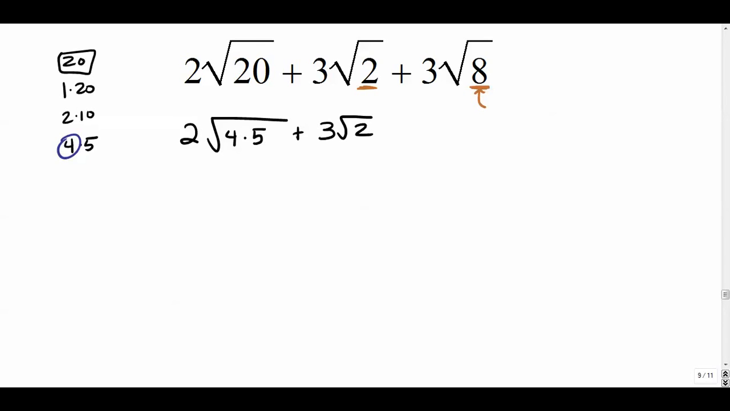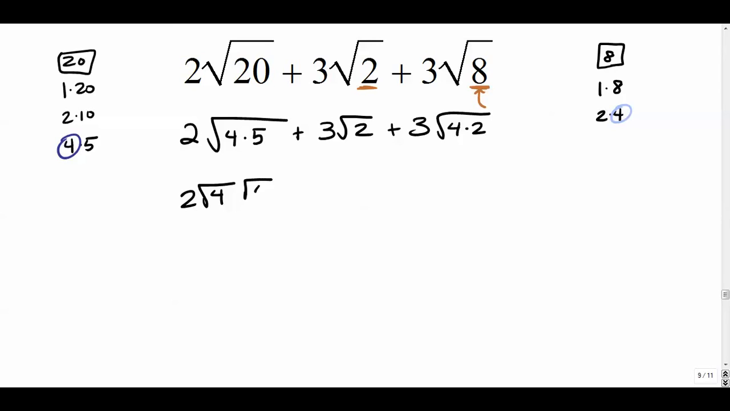Plus 3 radical 2, that can't change. Plus 3, and then I want to break radical 8 down into something. The factors of 8 are 1 times 8, 2 times 4. Again, we've got ourselves a perfect square right there, so that's a pretty good indicator that that's what you want to use. So break 8 down into 4 times 2. So here we go: 2 times radical 4 times 5, plus 3 radical 2, plus 3 radical 4 times 2.